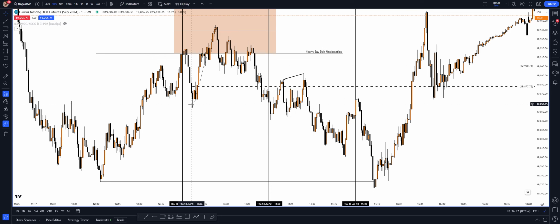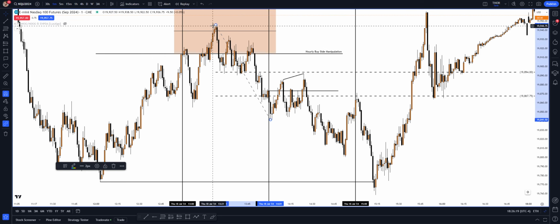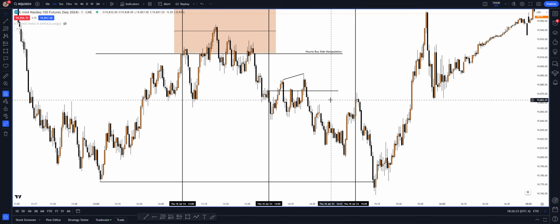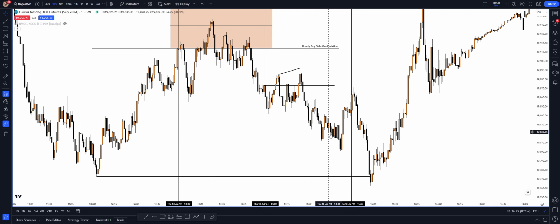Okay, and if this is not clear, just look at the dealing range, traditional style. Okay, either way is not wrong. Then it delivers sell side.